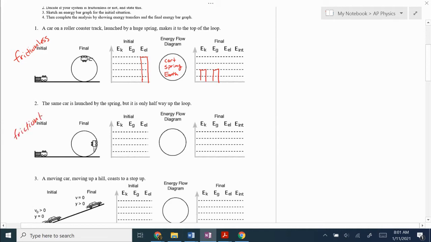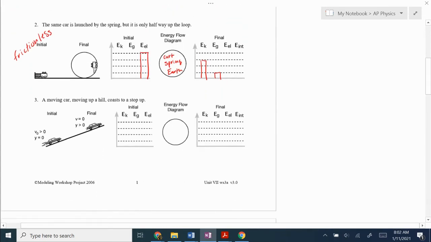So this one's basically the same problem, except that it's just not up as high. That means it's probably also going to be going faster. So I'm going to put, sorry, let me catch up here. Cart, spring, and Earth. So it's probably only going to have 1 gravitational energy and 3 kinetics, right? So less gravitational energy because it's not up as high, but more kinetic energy as compared with number 1. Again, yours doesn't have to be exactly that way, but those are the things you should be thinking about when trying to answer the question. Again, I'm going to go with frictionless on this one.